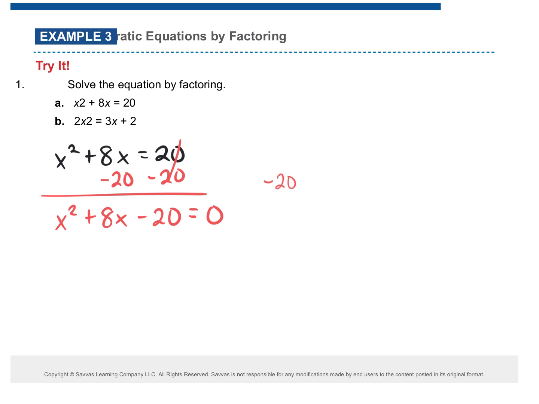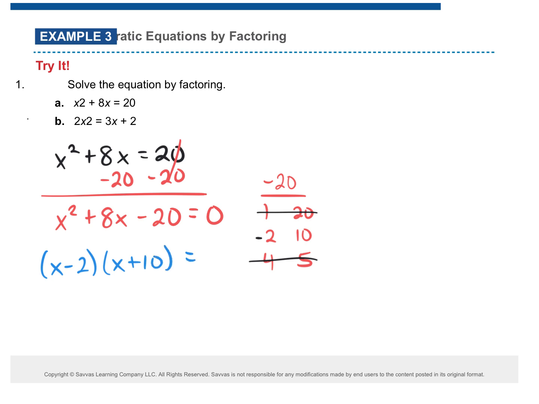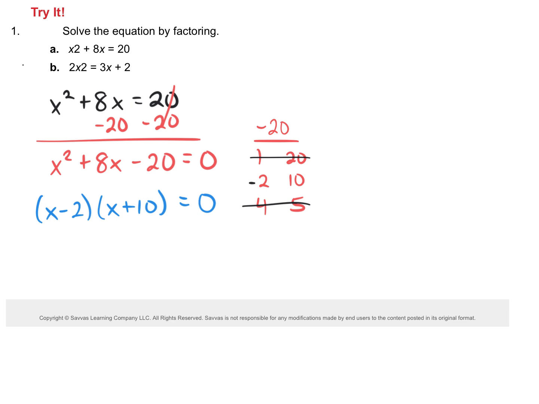What are factors of 20? 1 and 20. 2 and 10. 4 and 5. What factors get me to 8? 2 and 10. I agree. Which one needs to change? 2. Yep. And then now I have x minus 2 and x plus 10 equal to 0. How do I solve for my x values now?